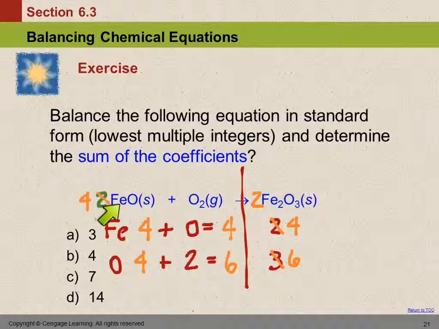4 FeOs plus 1 O2 is going to give us 2 Fe2O3s. Now, the question is asking for the sum of the coefficients. And when you do that, you have to have the lowest multiple integers. Well, what are our coefficients here? This is a 4. Is there a number here in front of the O2? There's a 1 that we didn't write because we don't write ones. Okay? And here's a 2.